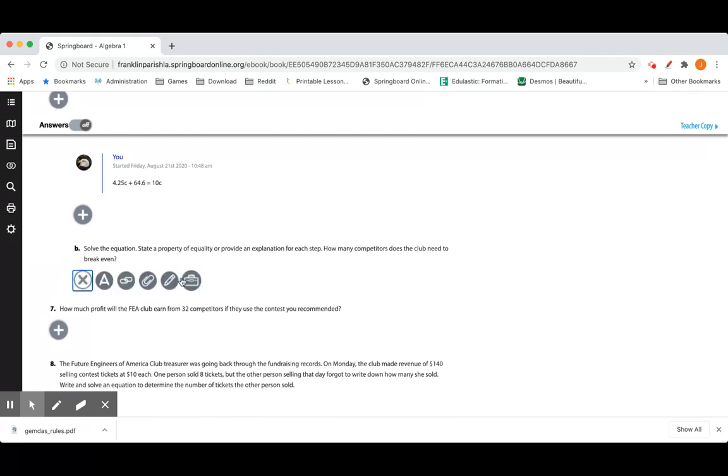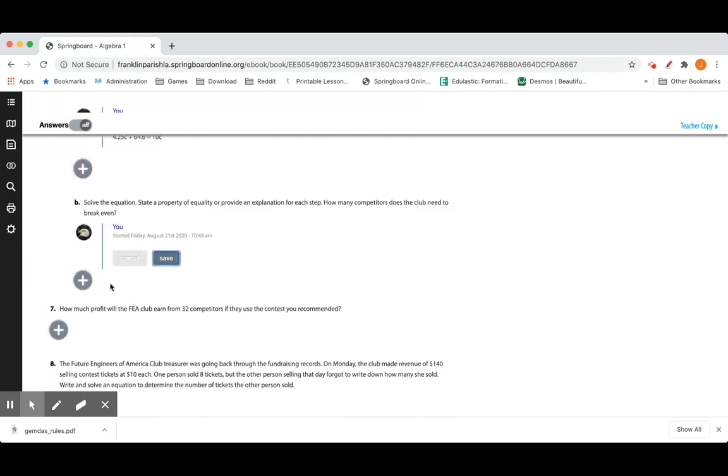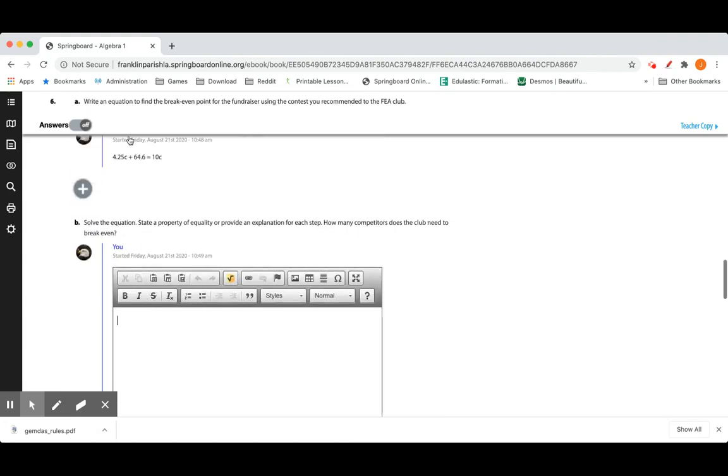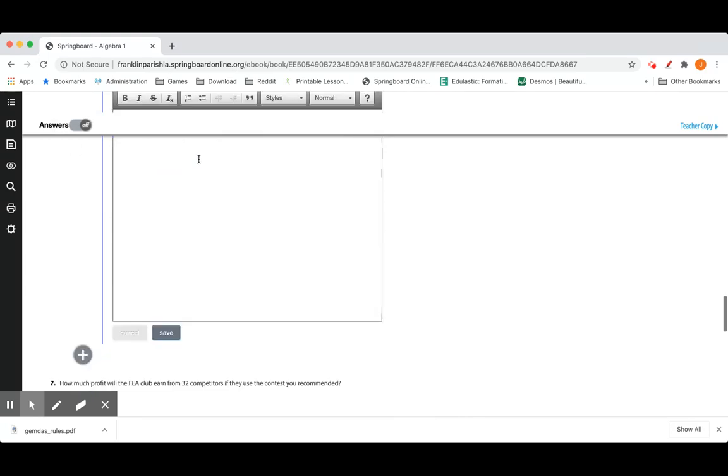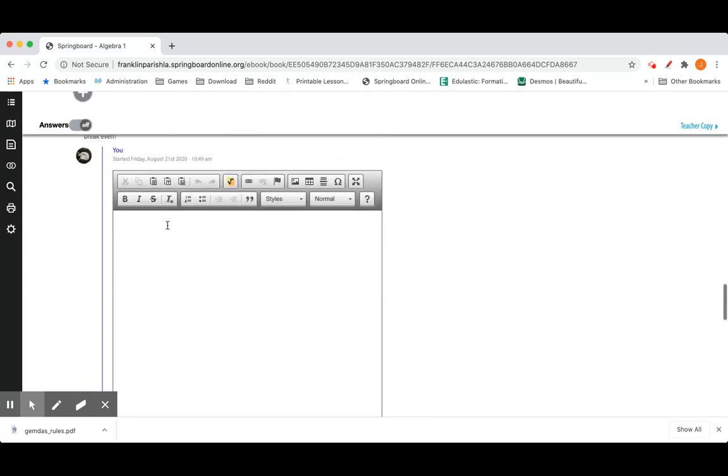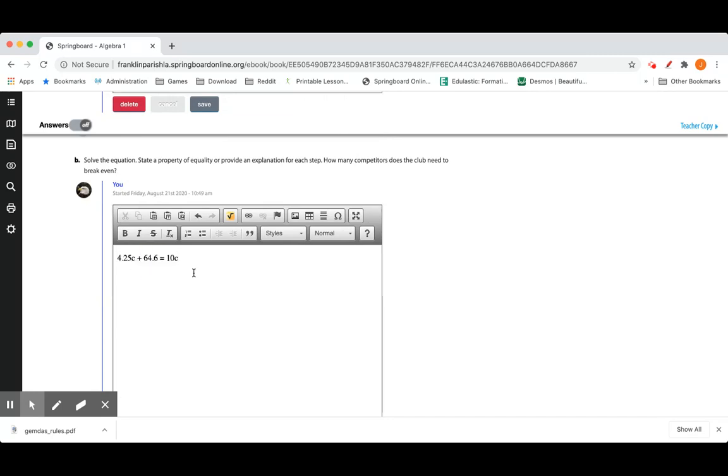B, solve the equation and state a property for each step that we do. So here is our equation. Let's copy it and paste it real quick to make it simpler and faster. Now, let's solve this and find out how many competitors need to enter for the club to break even, to make as much money as they are losing doing this contest. So we want to move all the variables to one side. Let's just, for giggles, pick the right side.